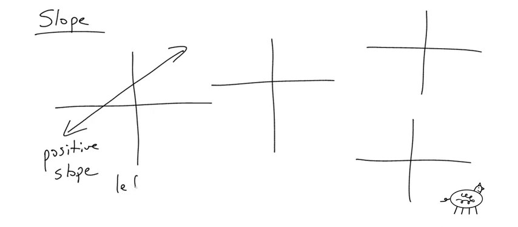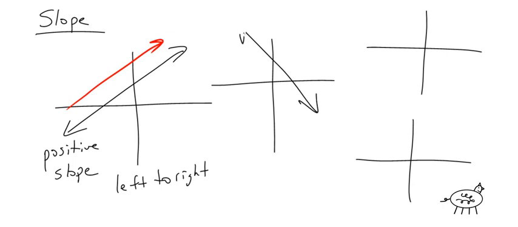Always look left to right, kind of like when you're reading a book, right? You always read left to right. So this is the deal. If you're going left to right, you're going uphill, so it's a positive slope. All right? And then, of course, going this way, this is a negative slope. It's the same thing. You're going left to right, and so you're going downhill. That's why it's a negative slope.